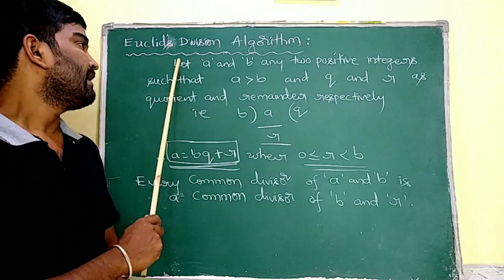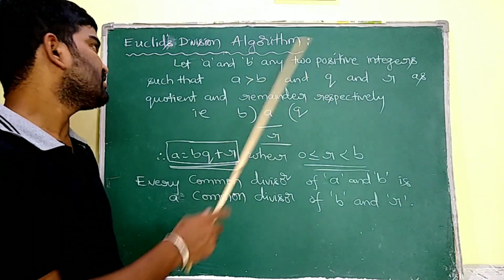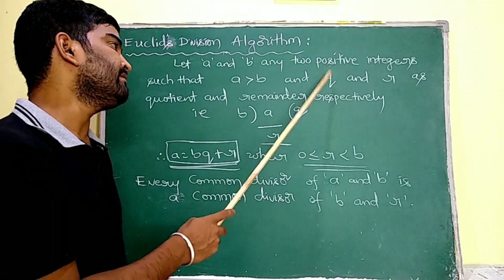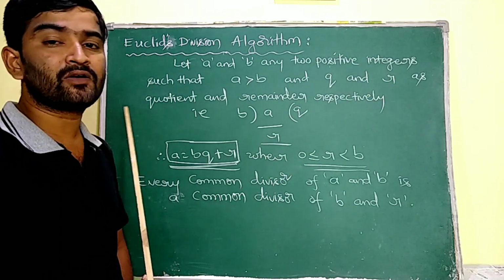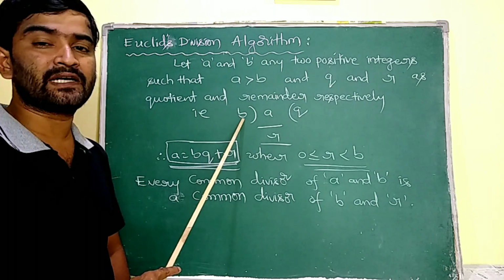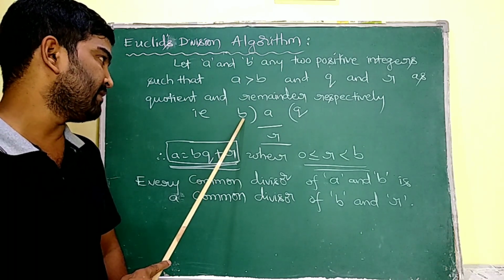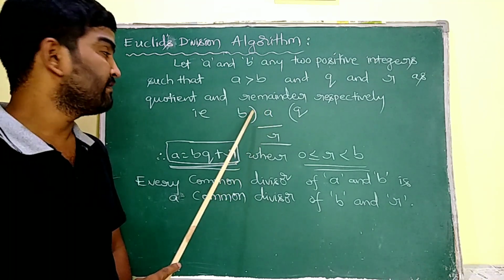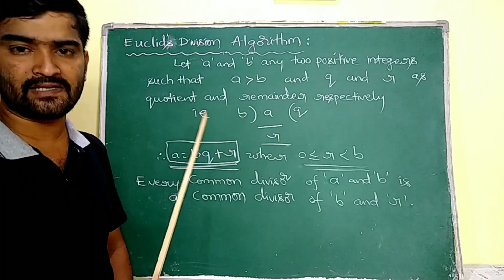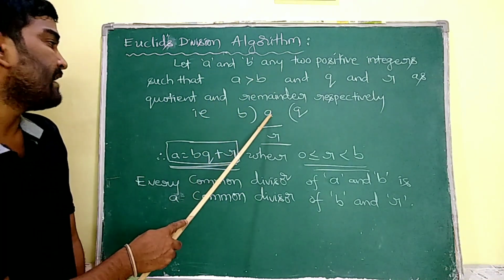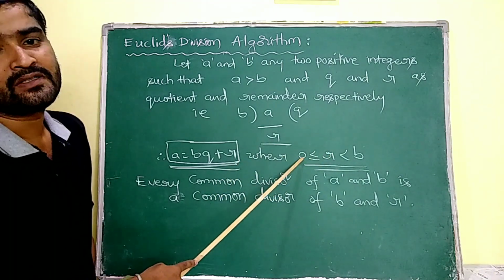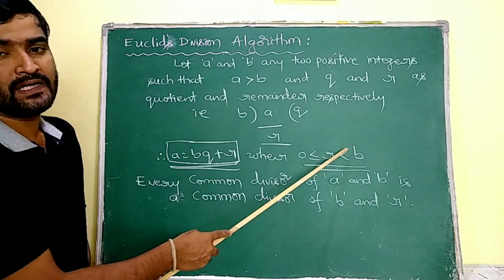Here we have to consider a and b as two positive integers such that a is always greater than b, and we assume q and r as the quotient and remainder respectively of the division. So I arrange them in the standard form: I divide a with b, the quotient is q and remainder is r. Now a is equal to bq plus r, and r always lies between 0 and less than b.